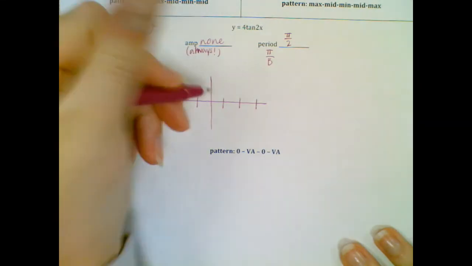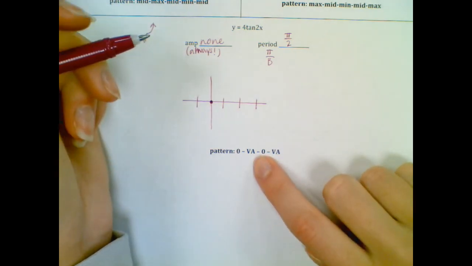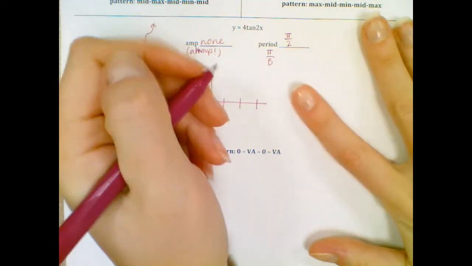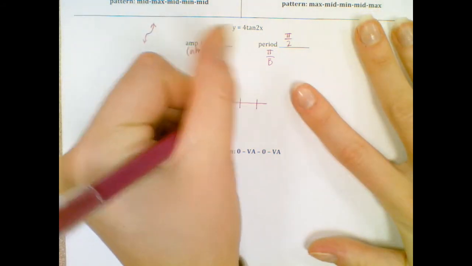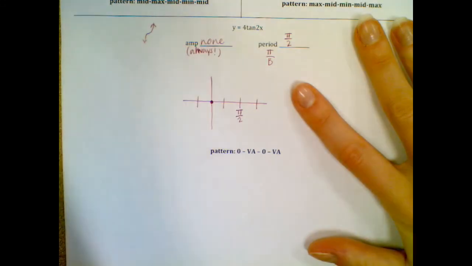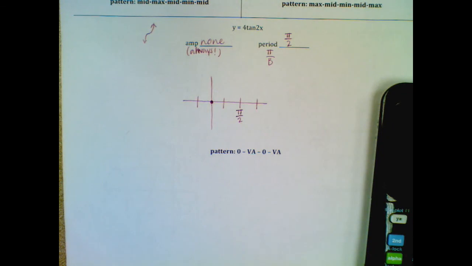So my pattern, I start here at 0 on the origin. Oh, whoops, I forgot to fill in my axes. So sorry, guys. All right, so on the second mark, you write pi over 2. That's where you put your period.